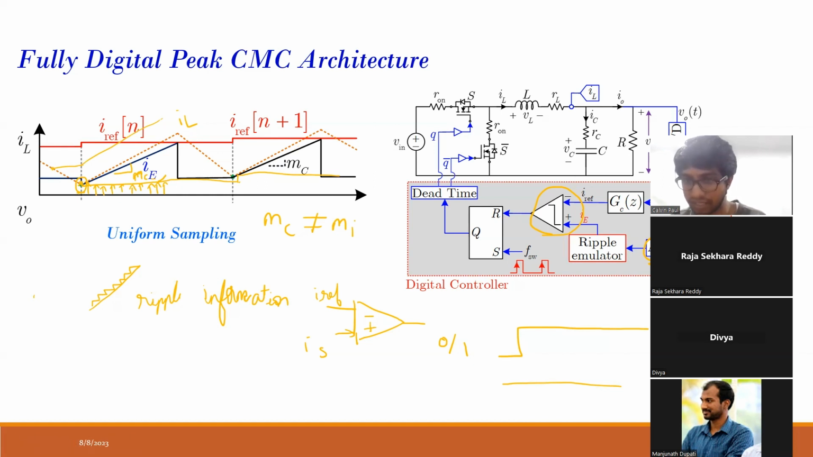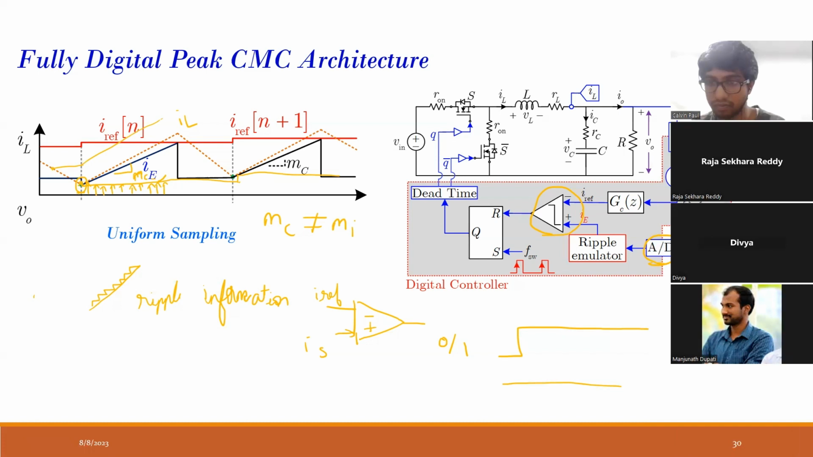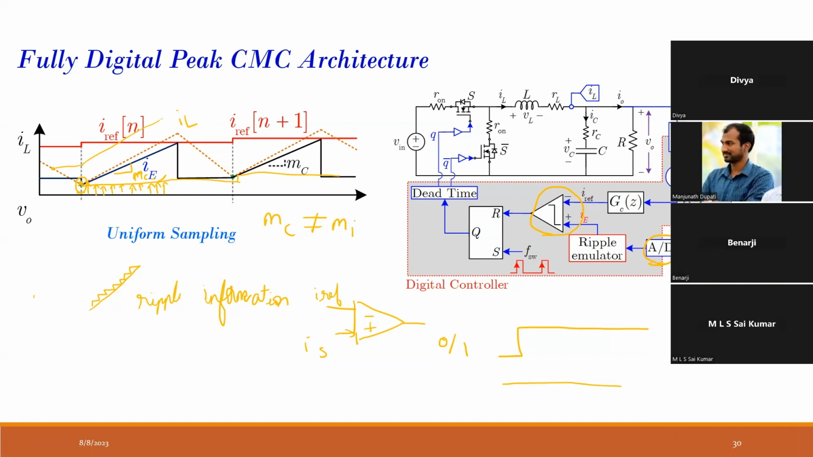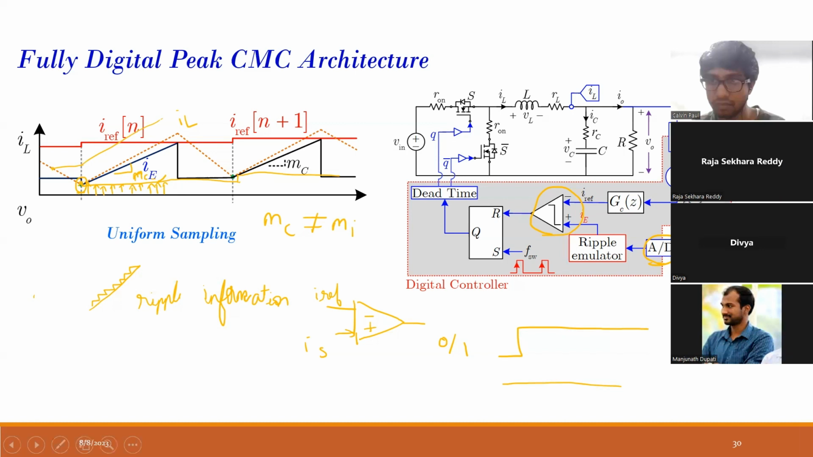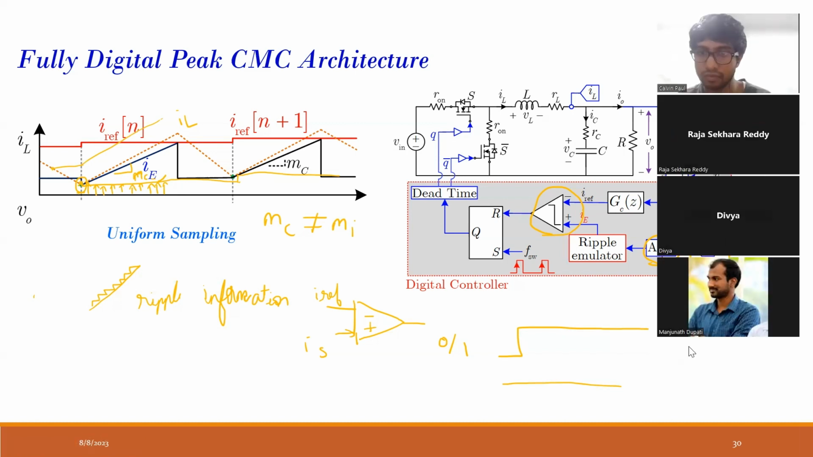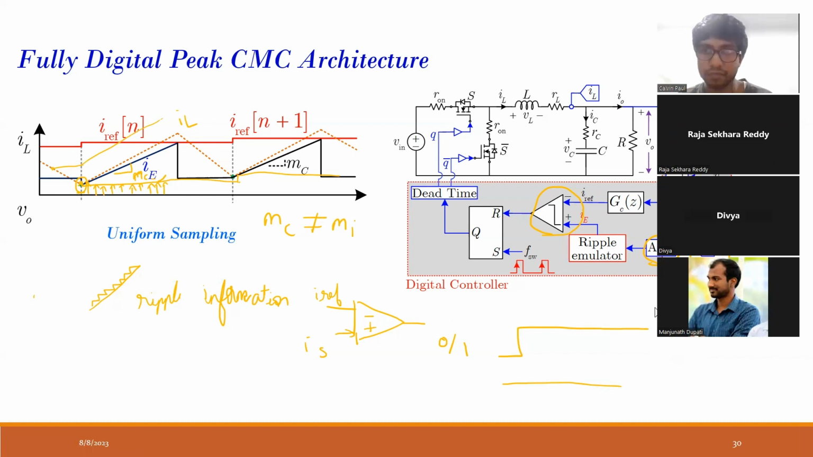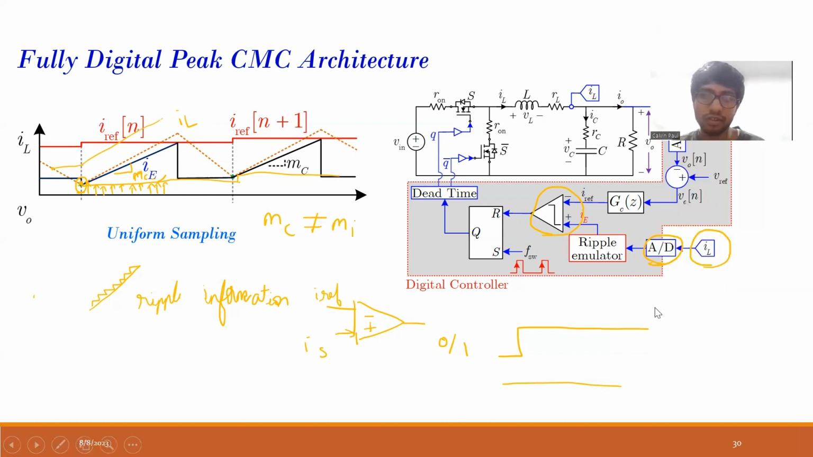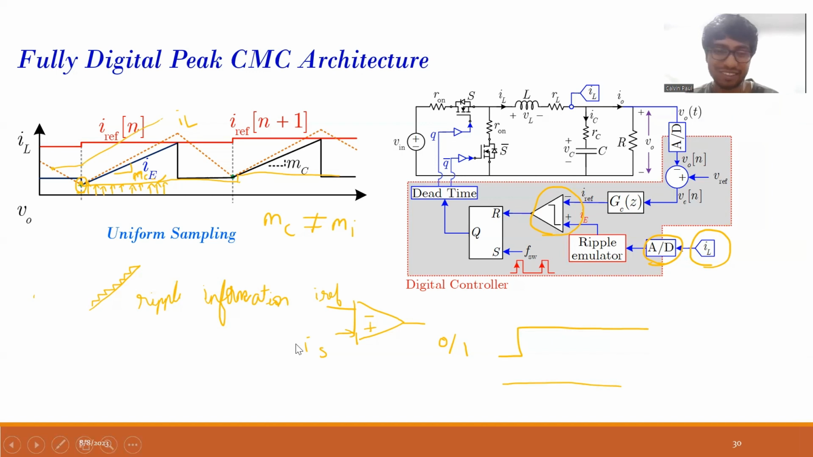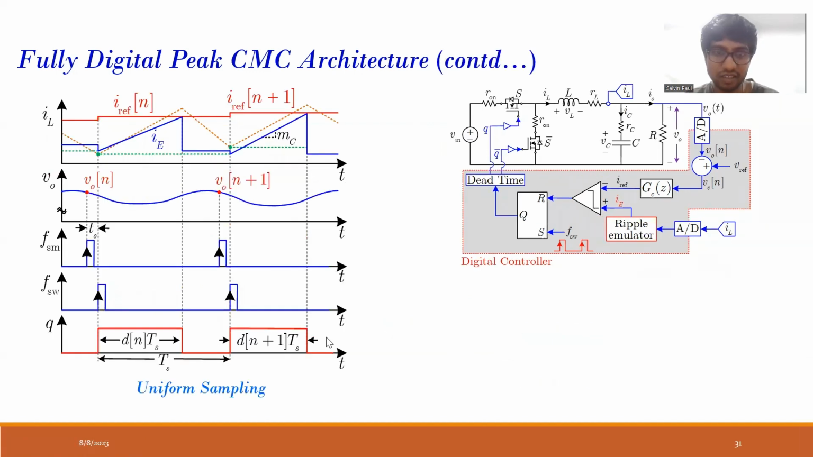So any doubts in this part till now? If there are any queries, you can stop. Why high frequency ADC? Why do we require high frequency ADC? Okay, let me go to that.